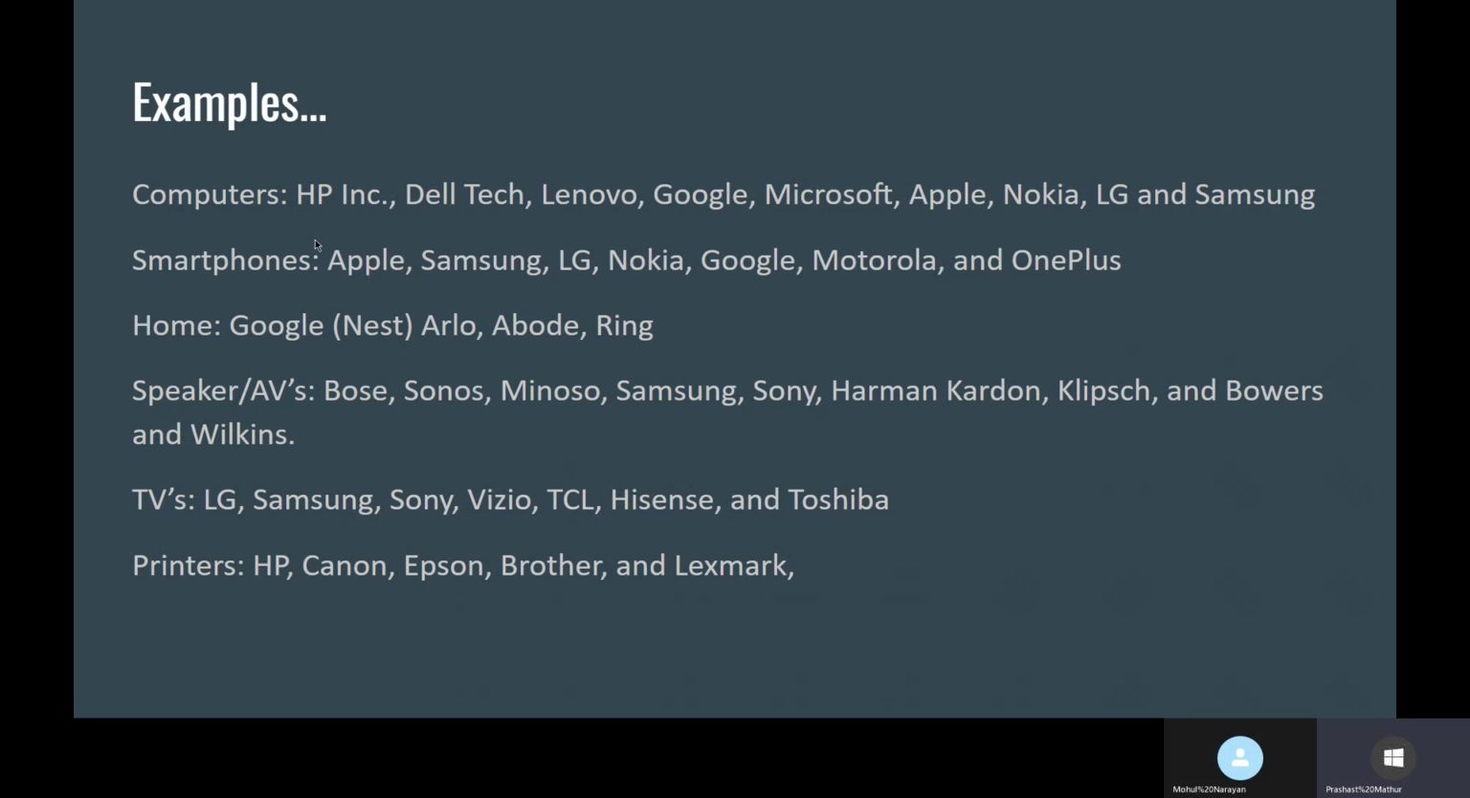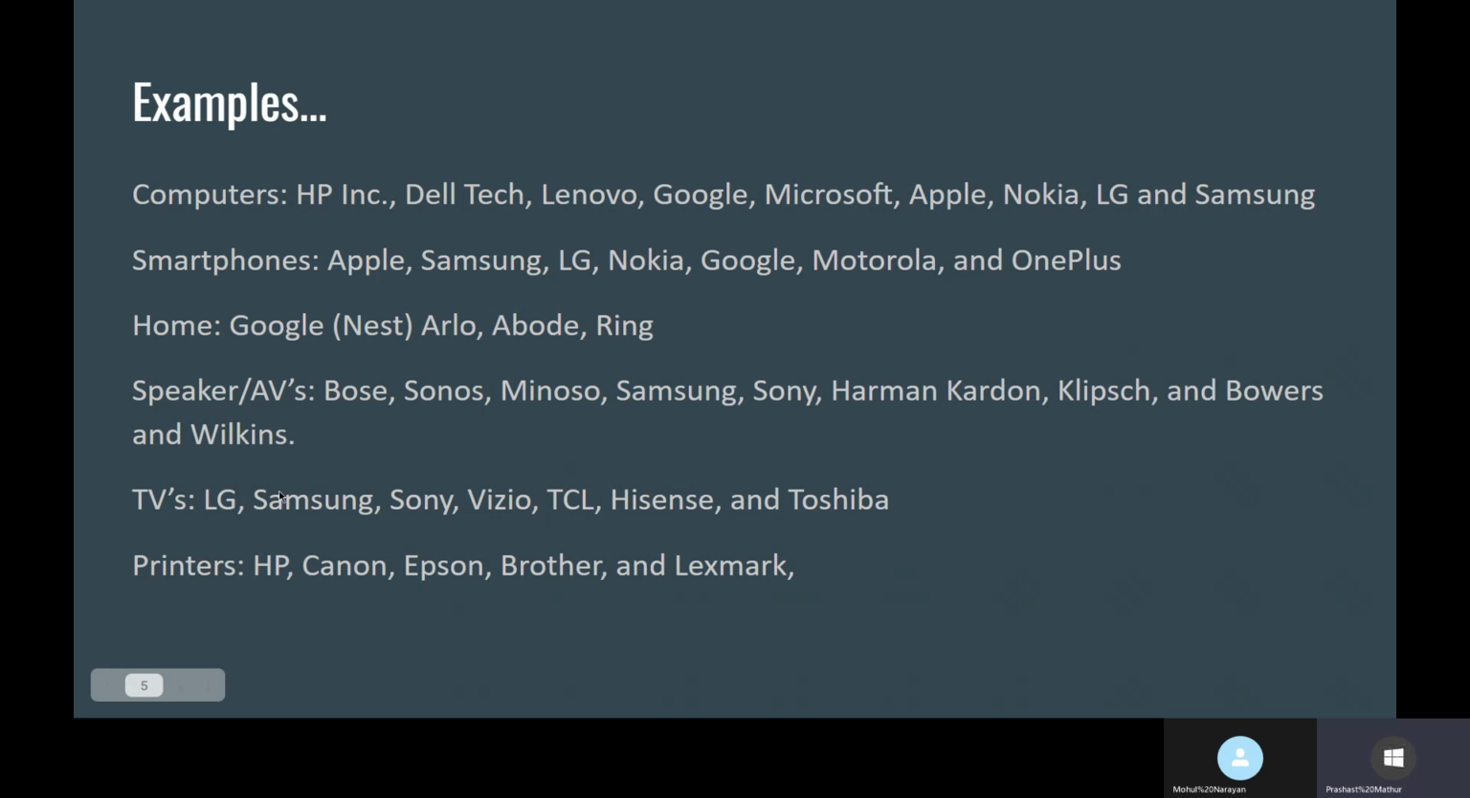And smartphones, you may know, these are from most popular to least popular: Apple, Samsung, LG, Nokia, Google, Motorola, and OnePlus. Home security, home stuff: there's Google Nest, or what some people used to call Nest Labs, Arlo, Adobe, and Ring.